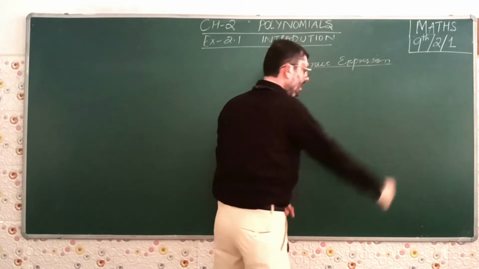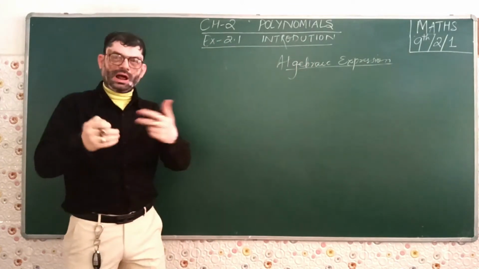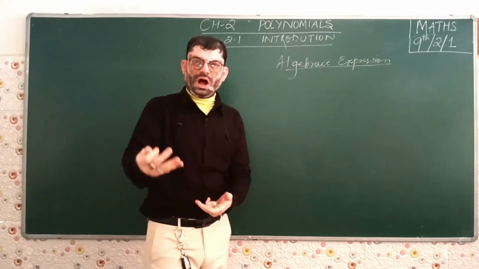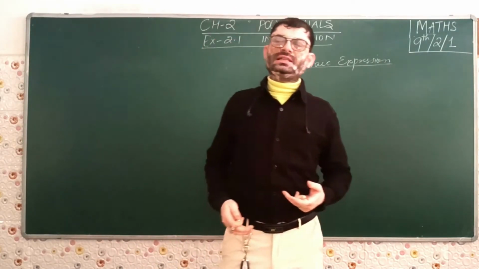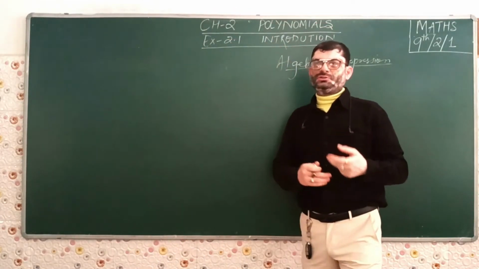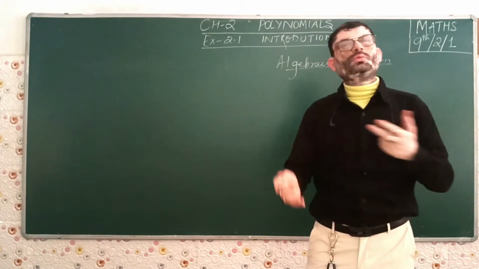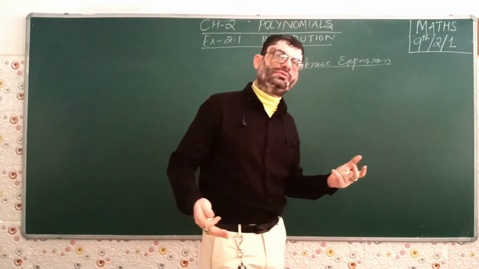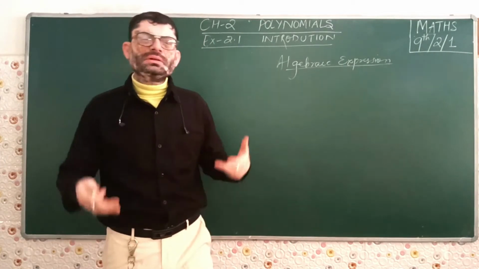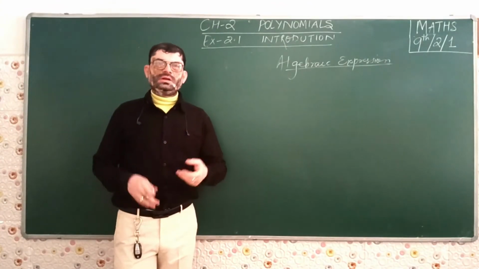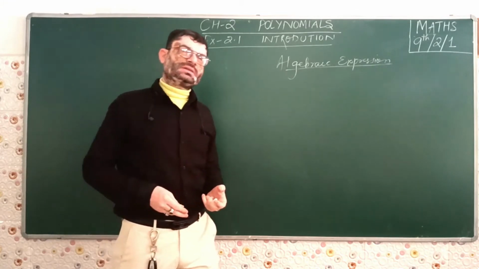Algebraic expression. From when algebra started, our teachers used to denote us with variables x, y, z, and constants, 2, 4. What are constants and what are variables? This is all we have gone through in our previous classes.